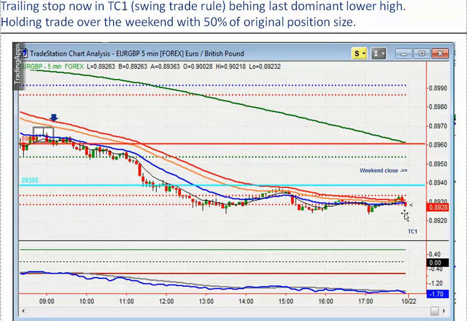It's towards the end of the week. It's a Friday close, and I've moved my stop to the last dominant lower high. As I'm keeping the trade over the weekend, it has good potential here to break lower. I'm keeping it over the weekend, so there's additional risk due to a possible weekend gap on Monday morning. So I'm taking off another quarter of the position here, and I'm now holding 50% of the original position that was taken on here.